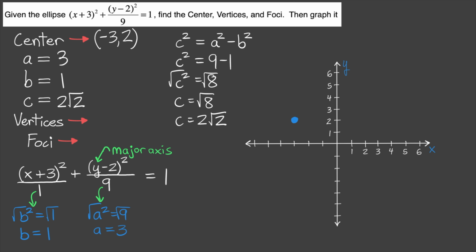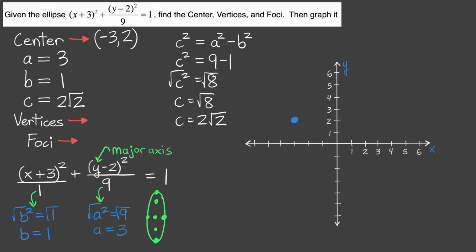And then now let's look at A. So remember, A is the distance from the center to the vertex. And since the bigger number is underneath the y, we're looking at a vertical. So our ellipse is going to be vertical. So our key components are going to be on the vertical axis there.